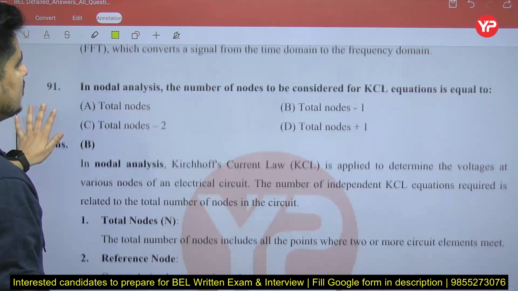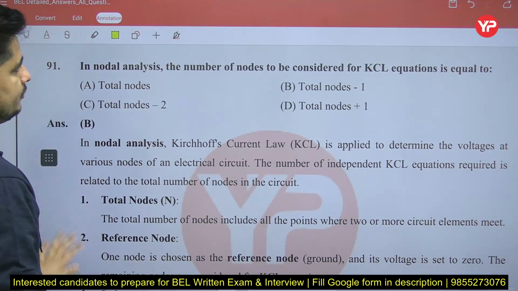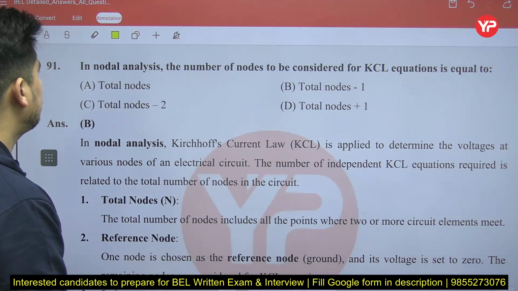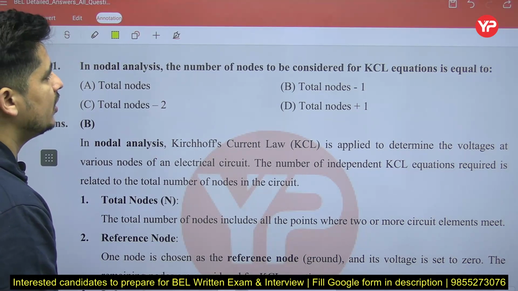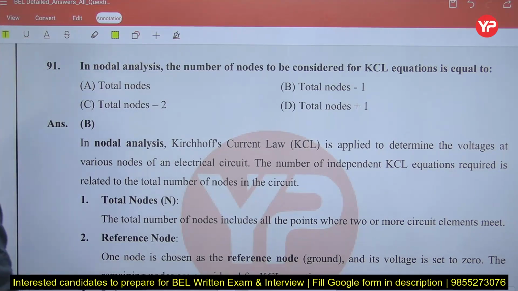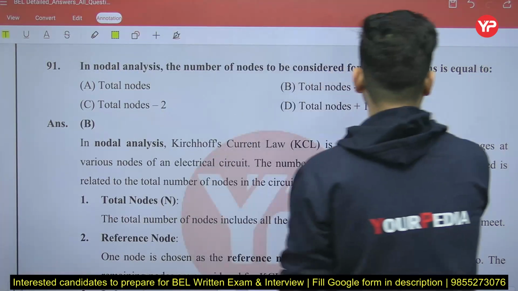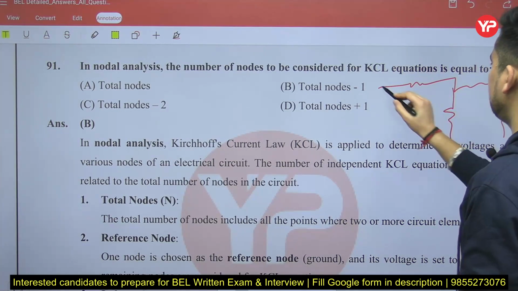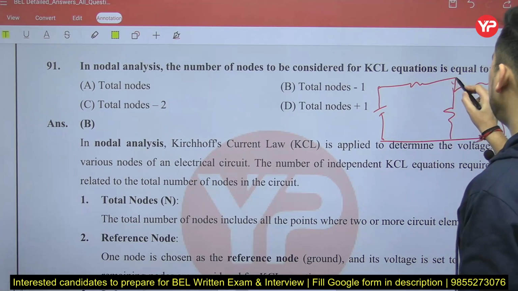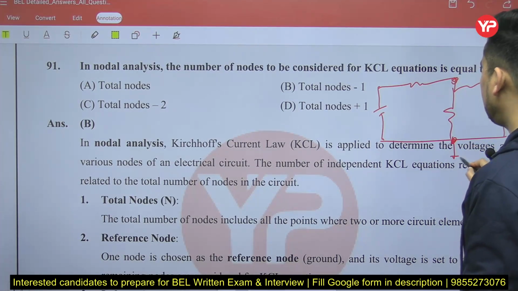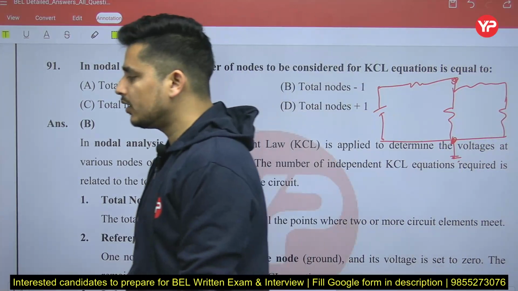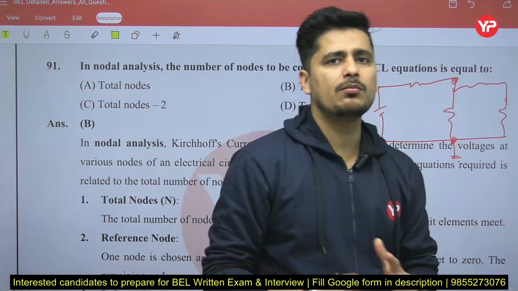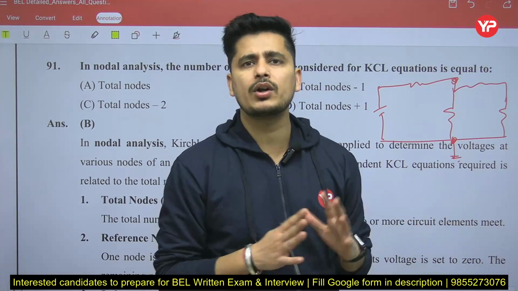In nodal analysis, the number of nodes to be considered for a KCL equation is equal to... basically if you have a network like this, let us take, we have a resistance here, a resistance here, and a battery here. So basically we have two nodes inside this. Every time you apply nodal analysis, you have to choose one node as a reference node. There are two types of nodes, simple node and principal node.